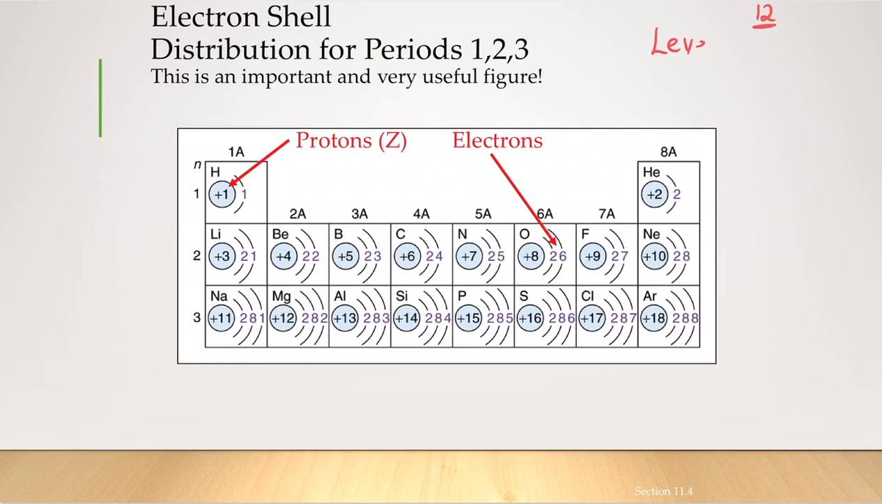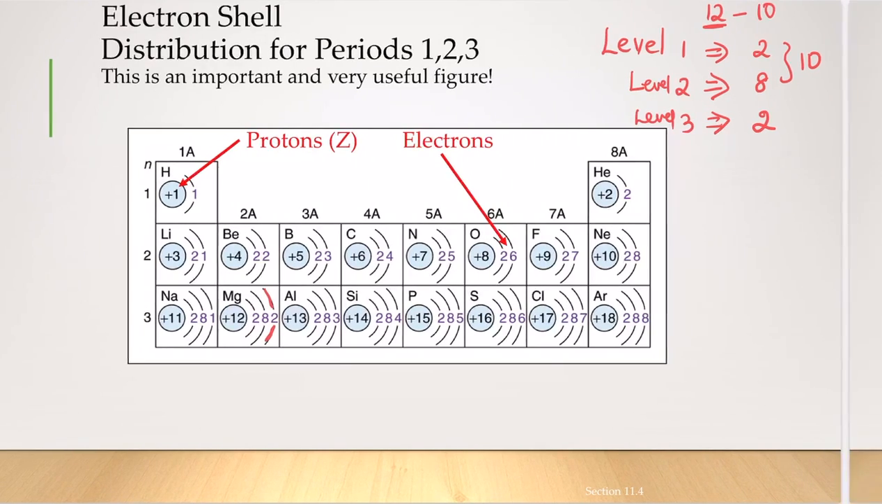So we have a total of 12 electrons and we need to fit them in the different levels. Level 1 can accommodate a maximum of 2 electrons, and level 2 can accommodate a maximum of 8 electrons. And how many electrons are present in level 3 of magnesium? Okay, so we have used a total of 10. 12 minus 10 would be 2, so there would be a total of 2 electrons in the third level. I hope that you guys are able to understand this.